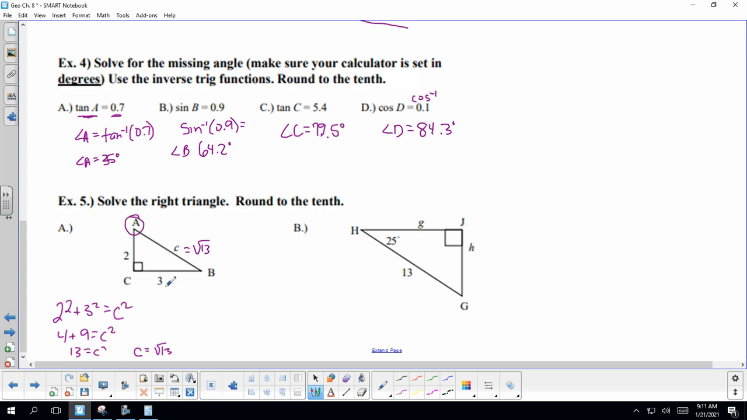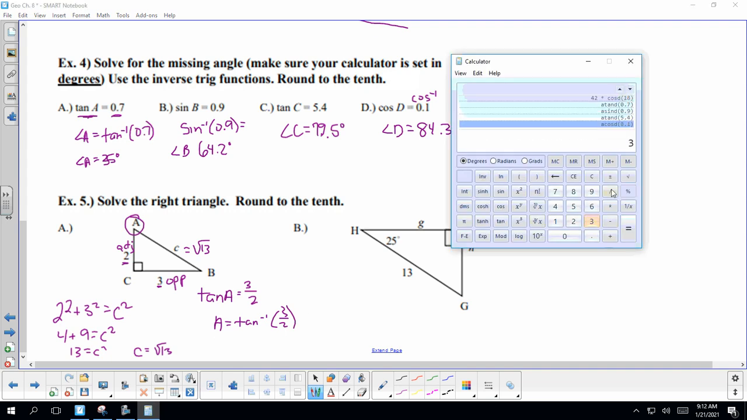And then let's find A. So we're going to find A using tangent. I use tangent because I have a whole number for the opposite and the adjacent. So tangent is opposite over adjacent. And so I can find A by taking the inverse tangent of 3 over 2. 3 over 2 inverse tangent, 56.3.